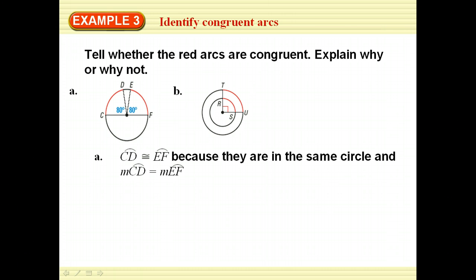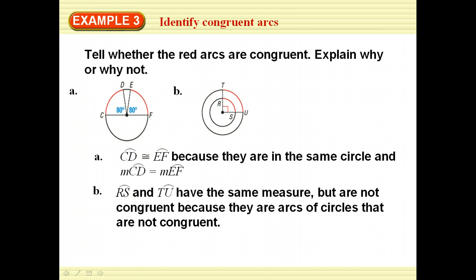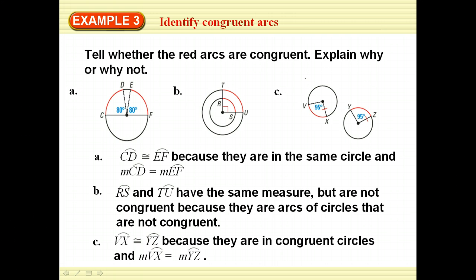In this one, they both have a measure of 90 degrees, but they're not part of congruent circles nor the same circle, therefore they are not congruent to one another. And in this one, it looks like our radii are marked to be congruent, and they have the same arc measurement, therefore they are congruent to one another.